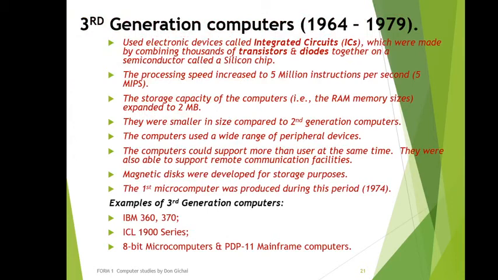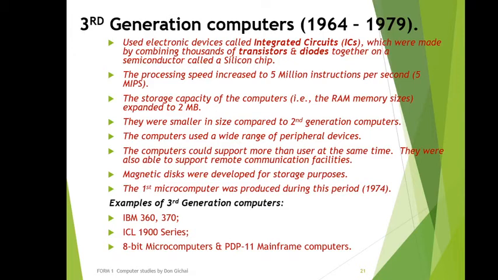Therefore, make sure you are following how we are going from vacuum tubes, to transistors, and now to integrated circuits. The processing speed increased to 5 million instructions per second. The other one we have seen was between 200,000 and 300,000, but now this one is 5 million instructions per second. The storage capacity of the computers also expanded to 2 MB. They were smaller in size compared to the second generation.